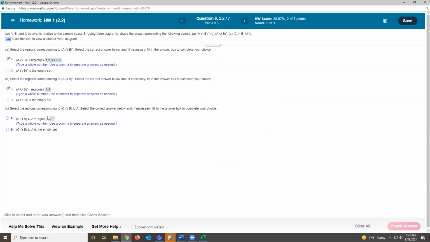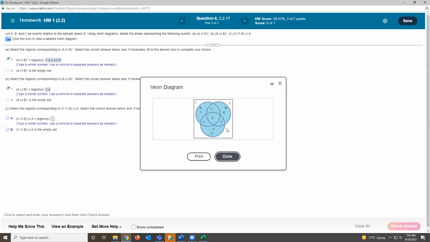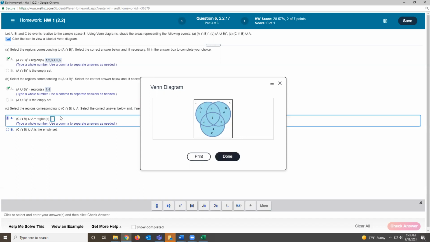Select the regions corresponding to (C intersection B) union A. So first we have to work out C intersection B. C intersection B is what's common to C and B. So C is 3, 8, 5, 4. B is 7, 6, 8, 5. So we see that 8 and 5 are common to C and B. So the C intersection B part is 8 and 5.